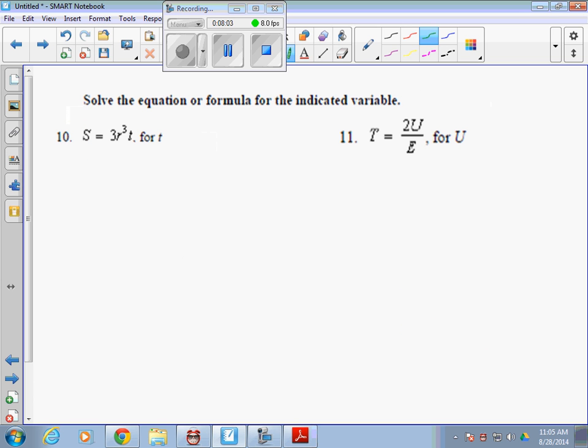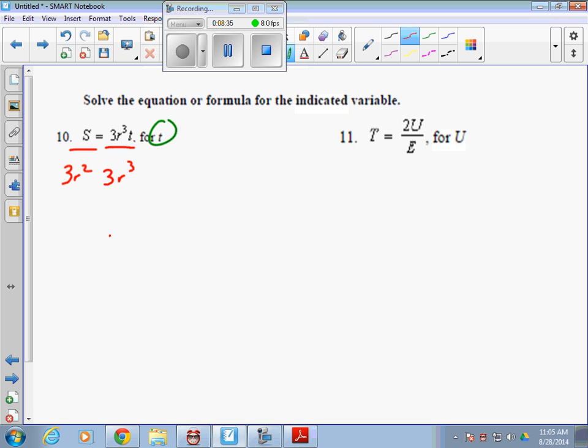Number 10, you're solving the formula for the indicated variable. So what we're doing is solving for t. You want to get t by itself. So undo everything else. Remember, you work backwards when you undo things. It says s equals 3 times r cubed times t. So undo the multiplication by dividing by 3 times r cubed. If you divide the right by 3r cubed, you have to do the same to the left.